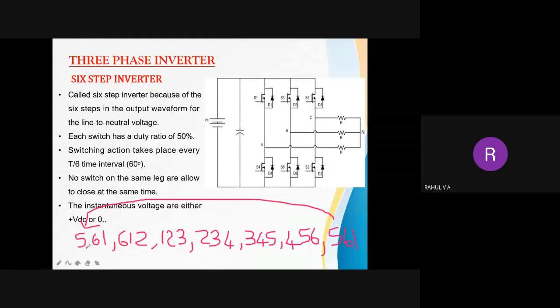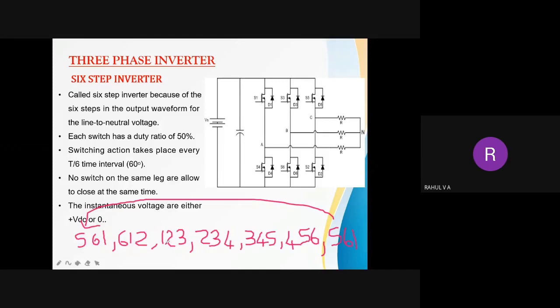Okay, first start with 5, 6, 1. That is, S5, S6, S1 is turned on, and later we are switching off S5 and switching on S2. Now it is 6, 1, 2. And after that, we are switching off S6 and switching on S3. Now it is 1, 2, 3.